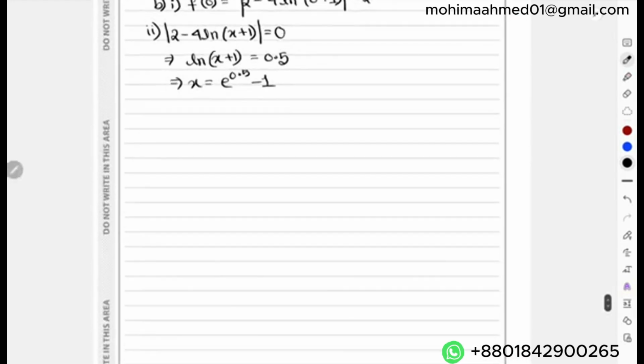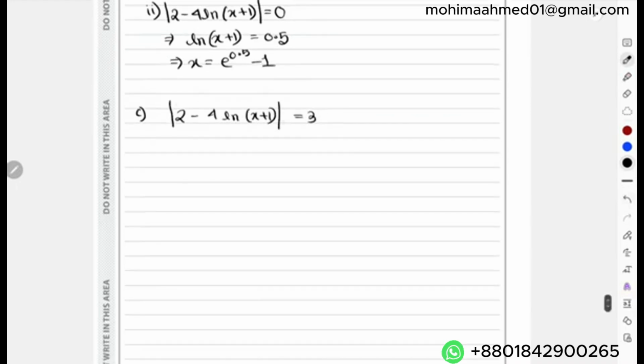So for part C, you have 2 minus 4 ln of x plus 1, with the modulus, equals 3. I'll not first focus on the inequalities. With a plus over here, that is going to be 2 minus 4 ln of x plus 1 equals 3. So if you just take that 4 to the right hand side, it becomes 2 minus 3, which is minus 1, right?